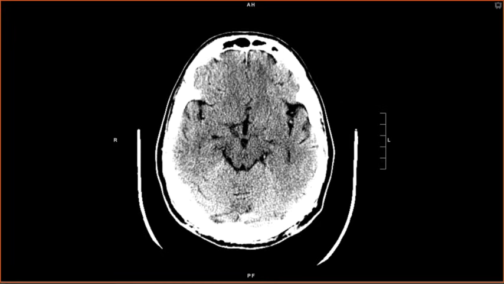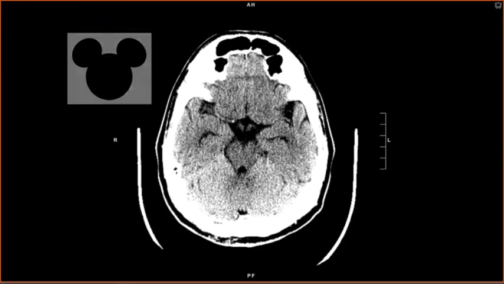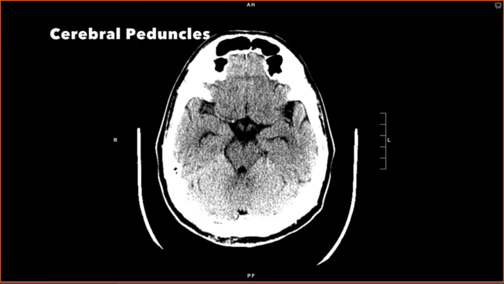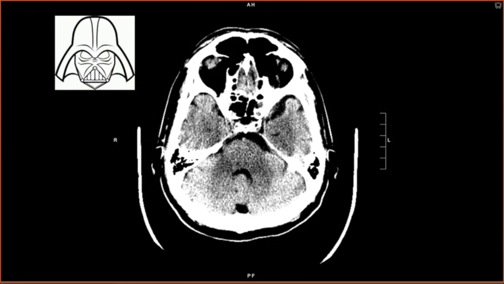Okay, the easy way to recognize these is by recognizing their shape. So the midbrain is commonly referred to as a Mickey Mouse head, with these being the Mickey Mouse ears over here. The Mickey Mouse ears represent the cerebral peduncles. Okay, as I scroll down, this is the pons. The easy way to recognize the pons is people refer to it looking like Darth Vader.